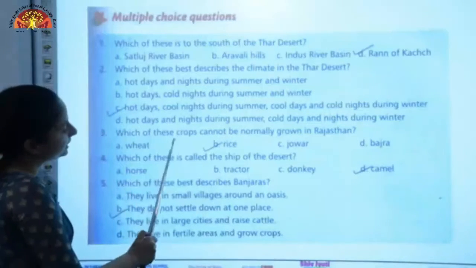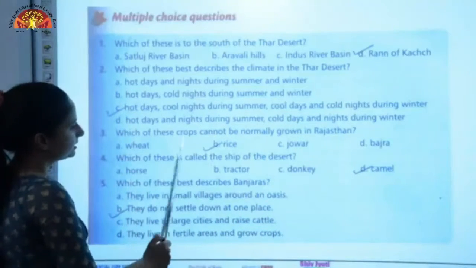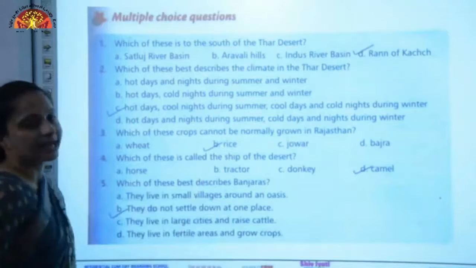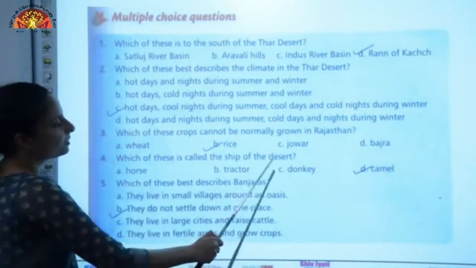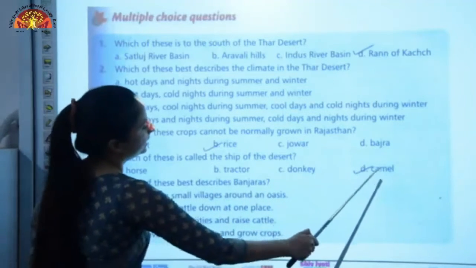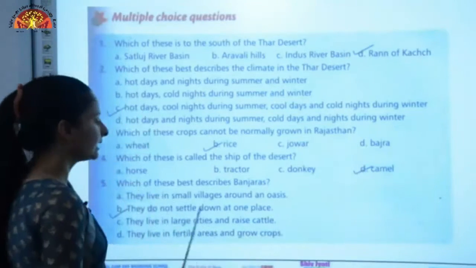Third, which of these crops cannot be normally grown in Rajasthan? Wheat, rice, jowar, or bajra? The correct option is B, that is rice. Fourth, which of these is called the ship of the desert? A. Horse, tractor, donkey, camel. The correct option is D, so you have to tick on D, camel.